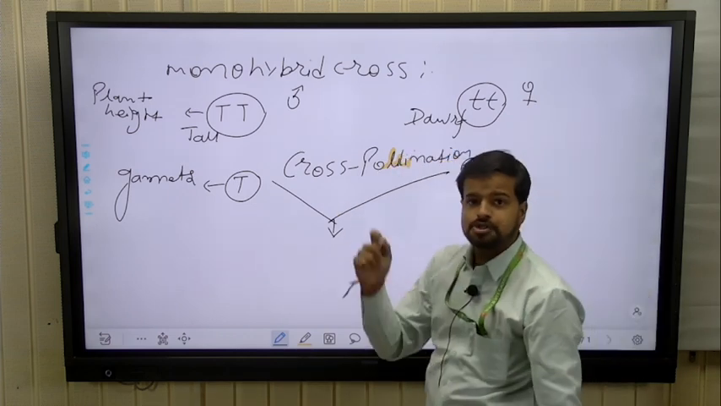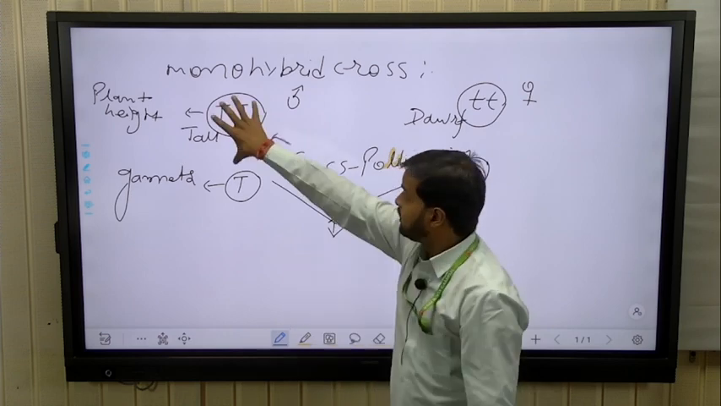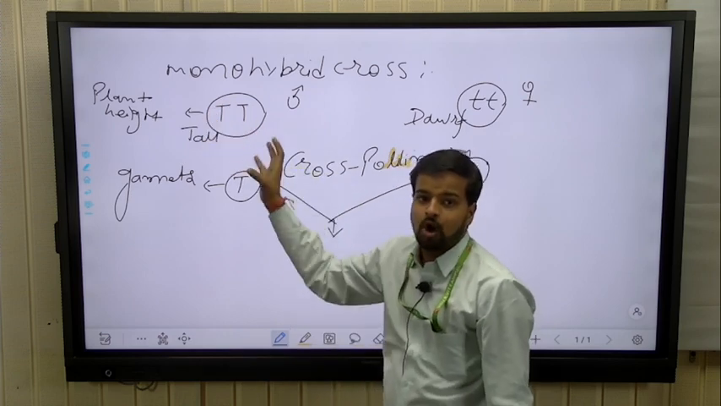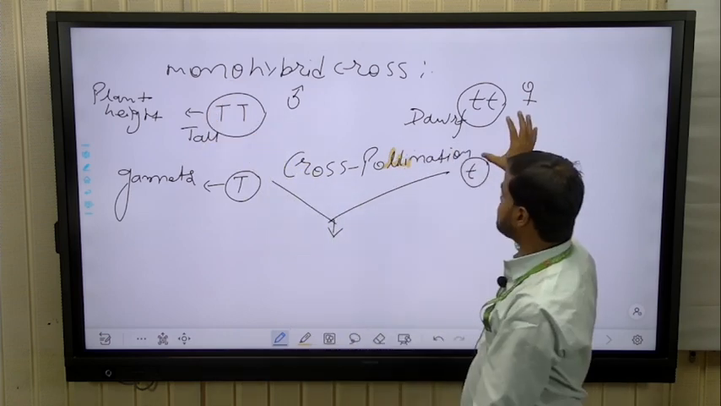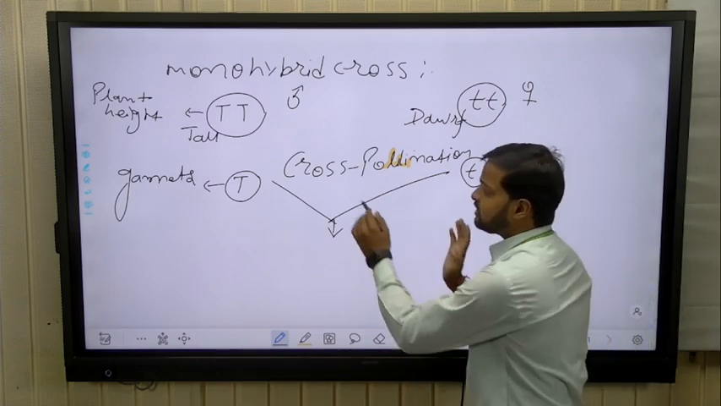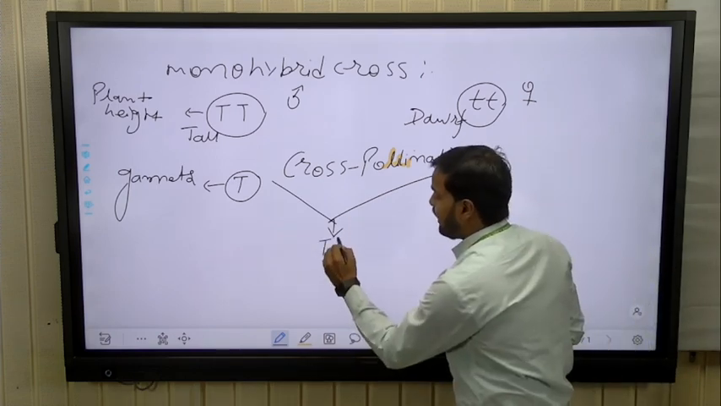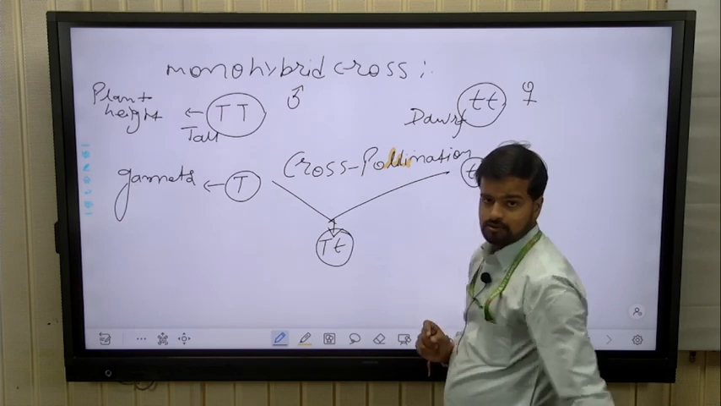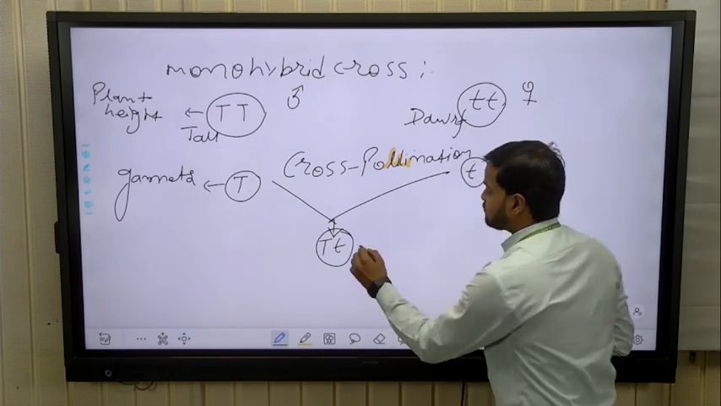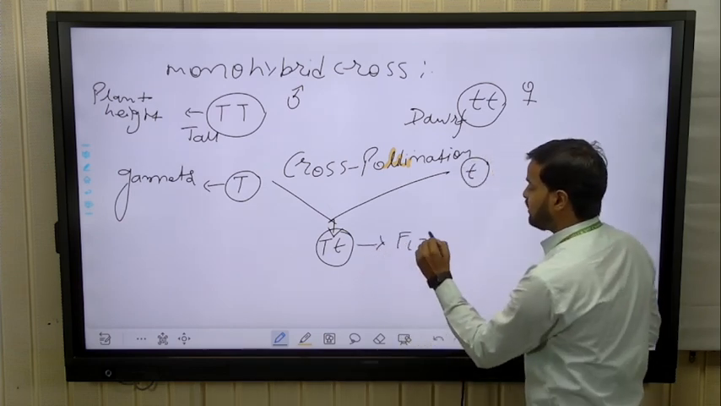Here, cross pollination is performed, because this genetic composition is obtained from another plant, and this one is obtained from another plant. After the cross pollination, we get the F1 generation. Very important point. And this one is what? This one is the F1 generation.